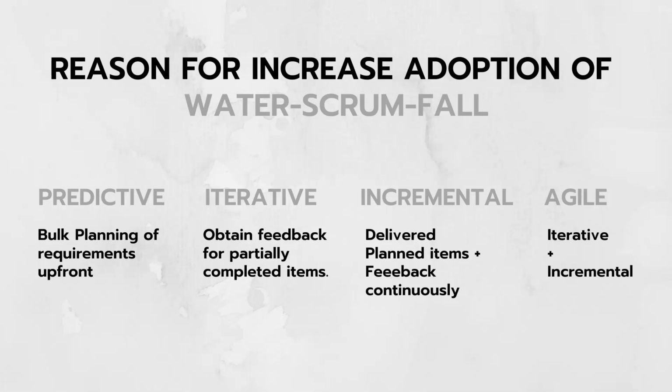Then in the agile phase, you combine iterative plus incremental. So agile is nothing but your iterative phase plus incremental phase. That is what you have been doing from step number 2. Step 2 plus 3 is your step 4. So this is what the industry refers to as hybrid agile, but it is not hybrid agile. The correct term for it is water scrum fall.